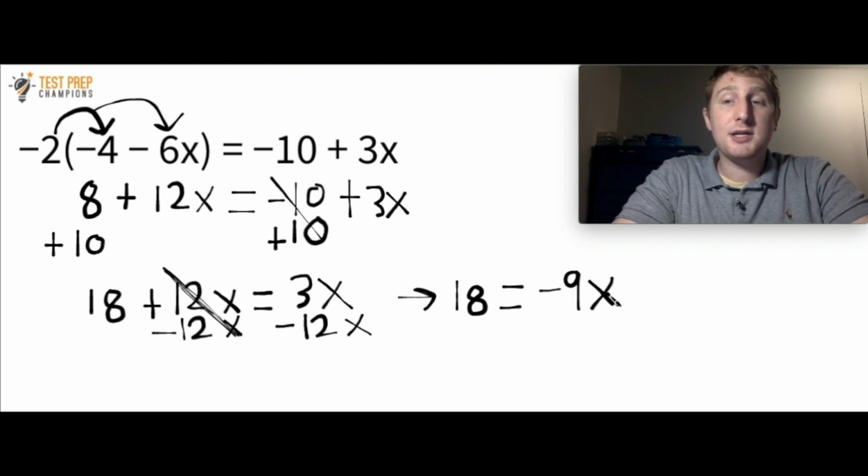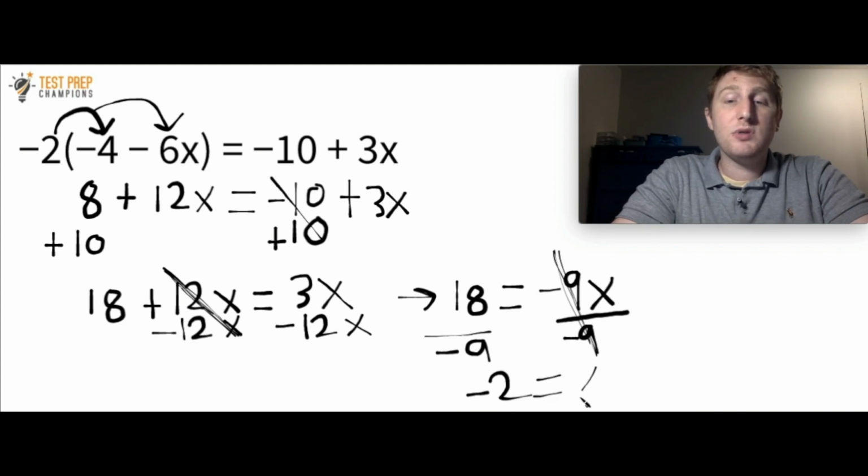Now this -9x is really -9 times x. So if I just want to get x, what am I going to do? Well, I have to do the opposite operation of multiplication, since it's -9 times x. The opposite of multiplication is division. I want to divide by -9. And the -9's are going to cancel out, leaving me with x. But we're not done yet because we have to also divide by -9 on the left-hand side. So what is 18 divided by -9? 18 divided by -9 is -2, which is equal to x. And -2 is the right answer.